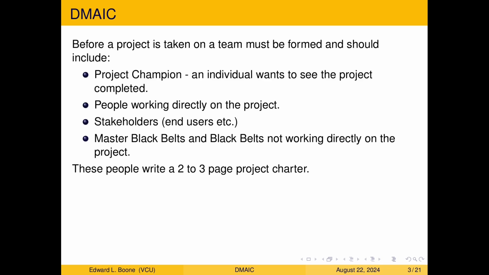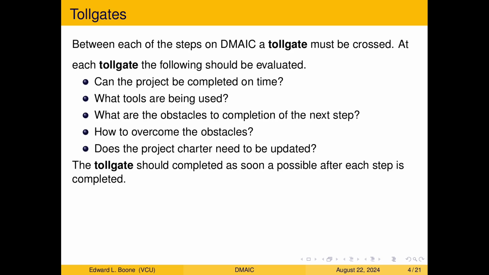You should have stakeholders like end users or who the next person is, the customer or anything like that. They should be on the team as well. And you should have master black belts or black belts not working directly on the project. So these would be people that you could refer to. Okay, so what they're going to do is write a 2 to 3 page project charter that is going to outline the problem, and we'll see what that does here in just a second. The goal here is to have this.